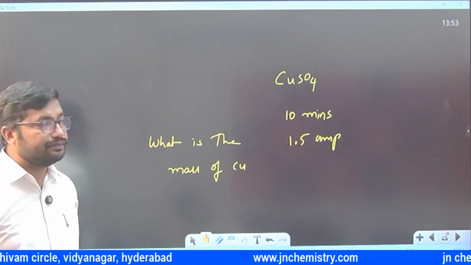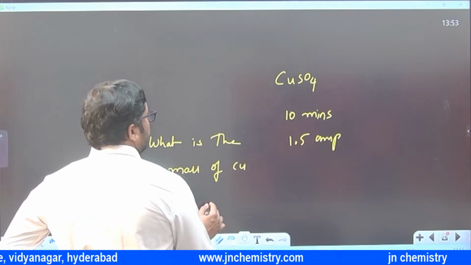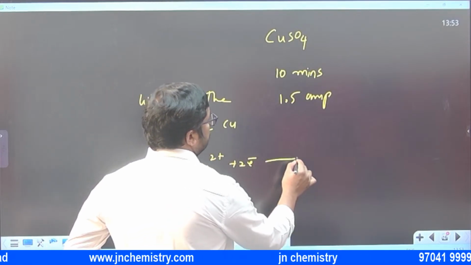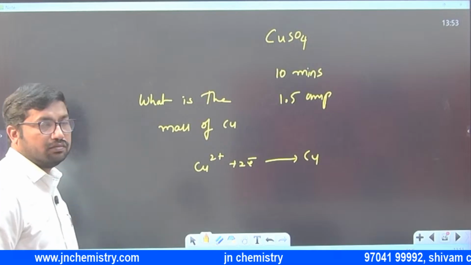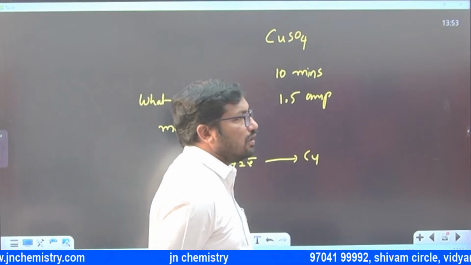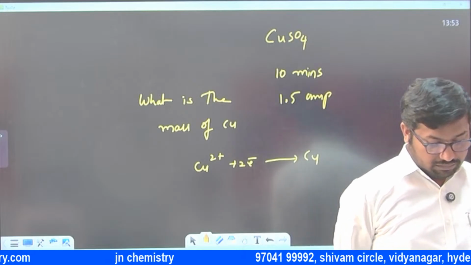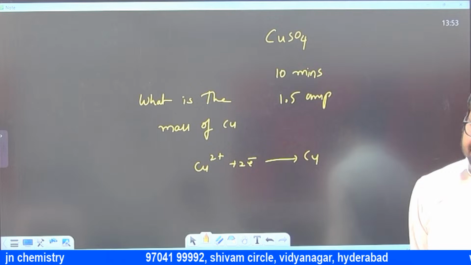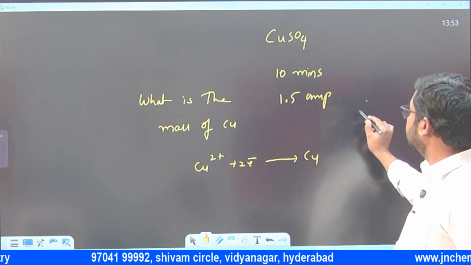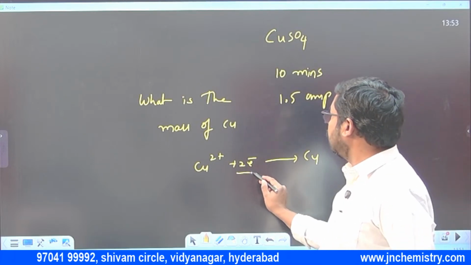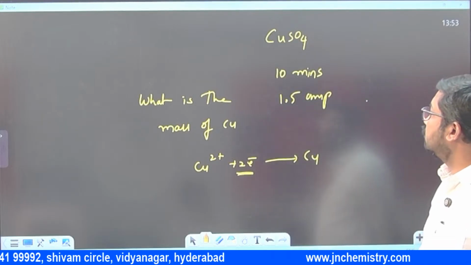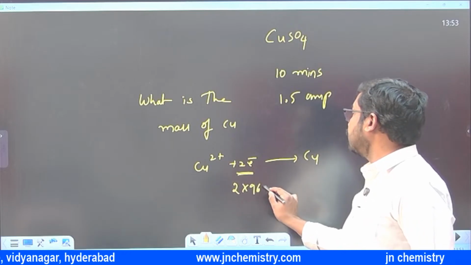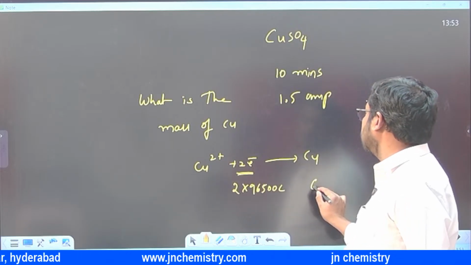Come on, do it. Right, Cu2+ plus 2 electrons gives Cu. Copper atomic weight is how much? 63.5. So 2 moles of electrons, 2 into 96,500 coulombs, gives 63.5 grams.